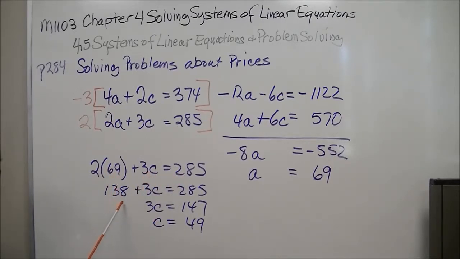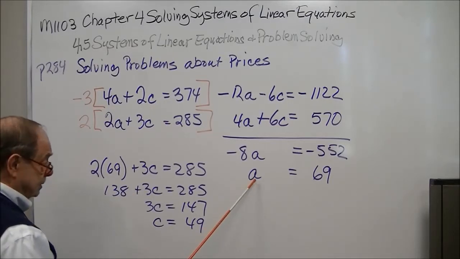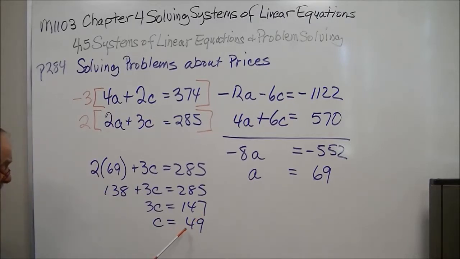Multiply, get rid of the parenthesis, transpose, divide by 3. So the child's ticket is $49. Now if you put these numbers into either equation originally, that will make it true. So remember, the interpretation is the adult's cost for a ticket is $69, while the child's ticket is $49.